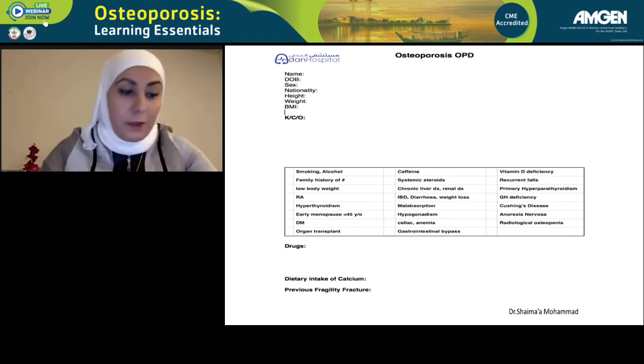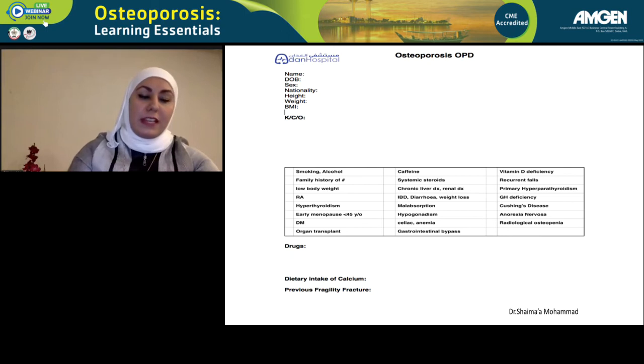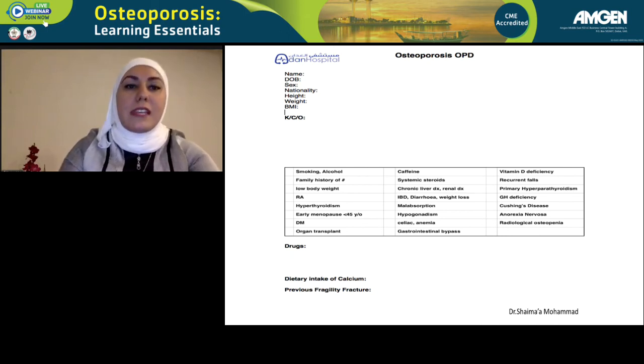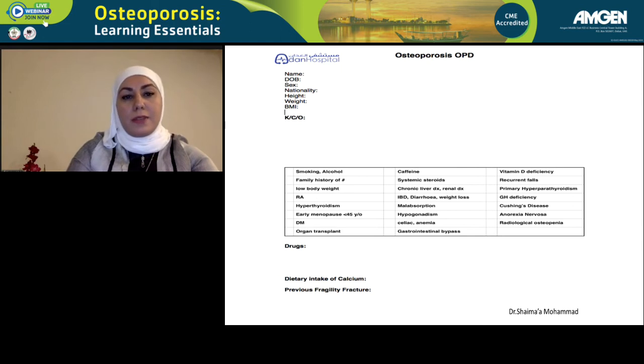This is the form I use in my osteoporosis clinic in Adan Hospital. I mention the name, the date of birth of the patient, the sex, nationality, height and weight, and any previous history. We should ask about smoking, for example, family history of fracture, low body weight, rheumatoid arthritis, hyperthyroidism, early menopause.